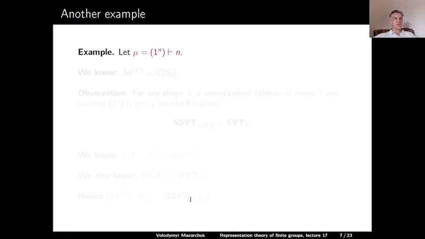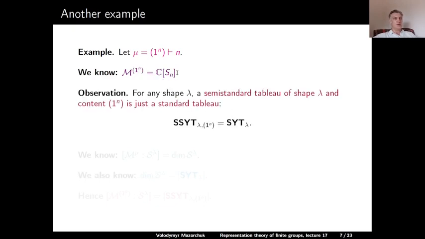Here's another example. Let mu now be the partition (1,1,1,...,1). So we know that the corresponding permutation module is just the regular representation of S_n. Note that for any shape lambda, a semi-standard Young tableau of shape lambda and content (1,1,...,1) is just a standard tableau of shape lambda. Indeed, content (1,1,...,1) means that we are allowed to use 1, 2, 3, and so on, each once. And so in this case, the condition that rows increase weakly is equivalent to the condition that rows increase strictly, because we are not allowed to repeat numbers. So SSYT(lambda, 1^n) is equal to SYT(lambda).